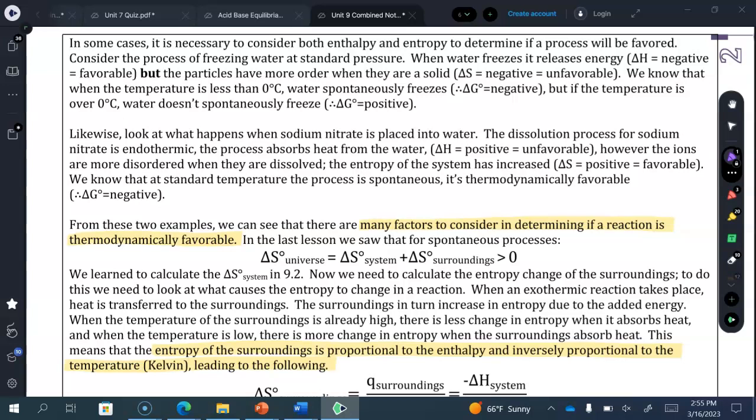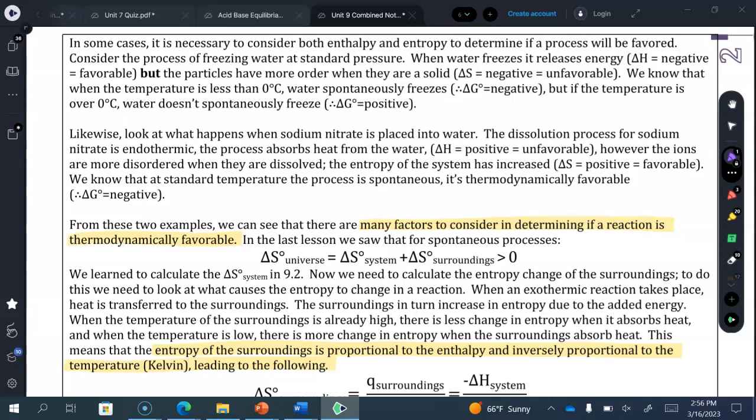From these two examples, we can see that there are many factors to consider in determining if a reaction is thermodynamically favorable. In the last lesson, we saw that for spontaneous processes, the entropy of the universe is equal to the sum of the entropy of the system and the entropy of the surroundings, and that is generally positive for a thermodynamically favorable or spontaneous process.